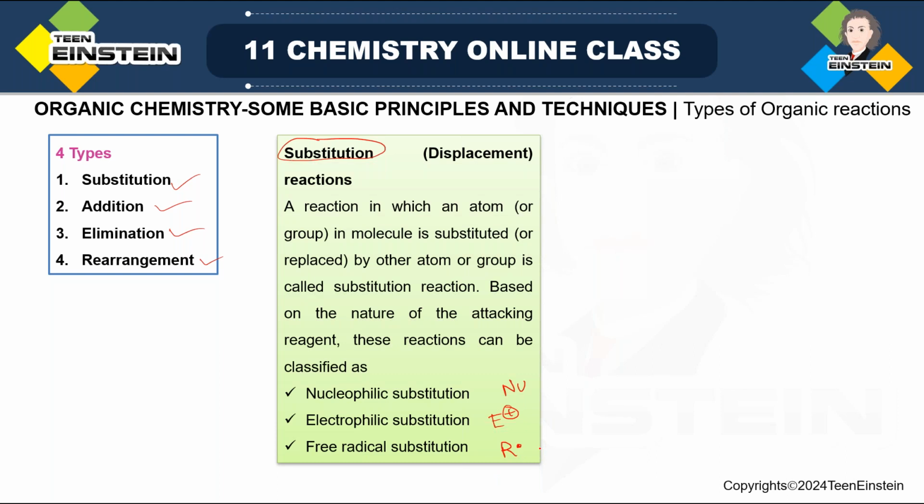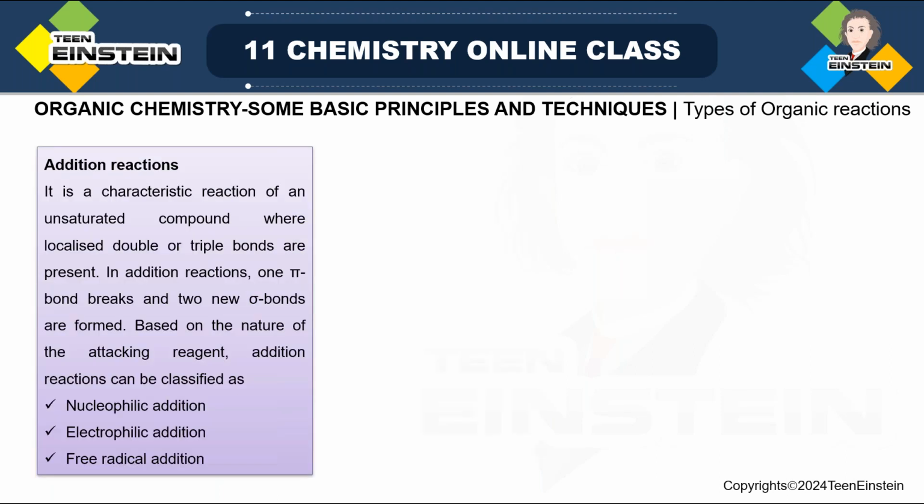Next we will start addition reaction. So just like substitution, here also we have 3 types. But what is addition? As the name suggests, addition. So here 2 species will combine together and you will get some new species. So two species will be added to each other. That means these 2 species will be combined.